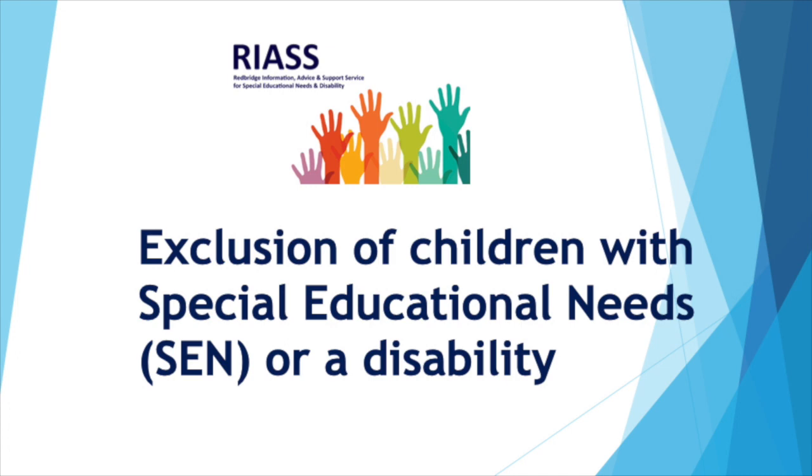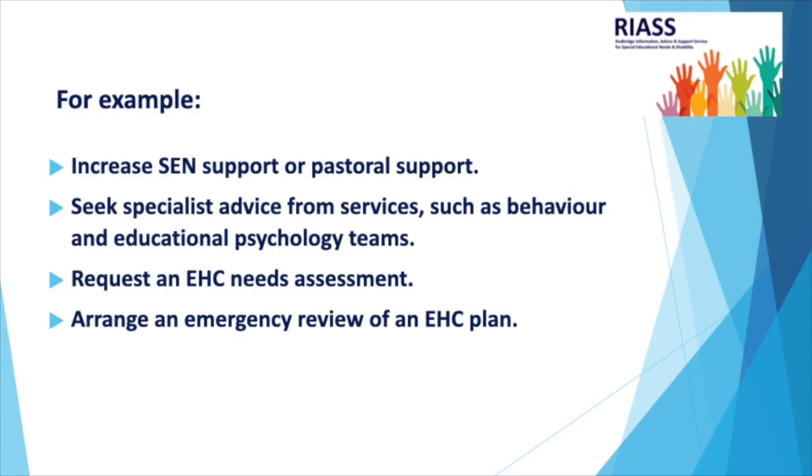Exclusion of children with special educational needs and/or a disability. The head can exclude a student even if they have SEN or a disability. However, if the behaviour is related to a child's SEN or disability, the school should first try to identify and address the underlying cause of their behaviour. For example, the school could increase SEN support or pastoral support, seek specialist advice from services such as a behavioural or educational psychology team, request an EHC needs assessment, or arrange an emergency annual review if there's a current EHC plan in place.